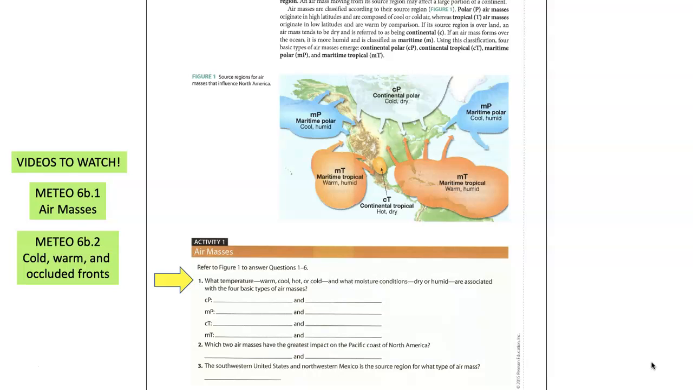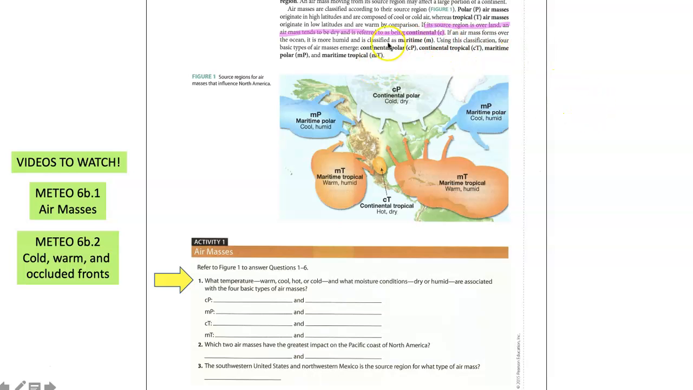So this figure is showing you various air masses that affect the North American continent. The first question asks you to describe the temperature and humidity conditions associated with the 4 basic types of air masses. So let's do the first one together. It asks you about a CP air mass. And as described in this paragraph up here, it tells you what these various letters mean.